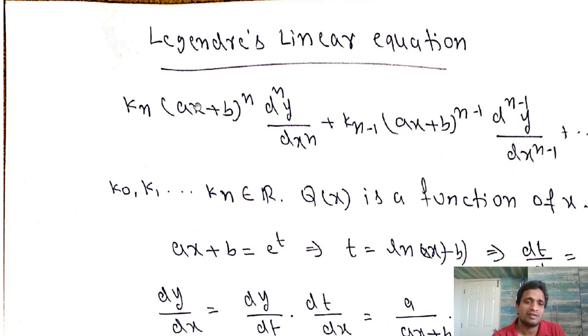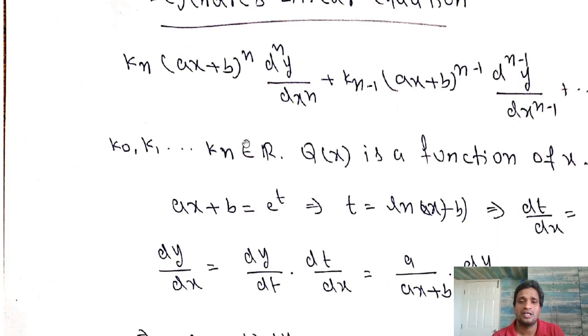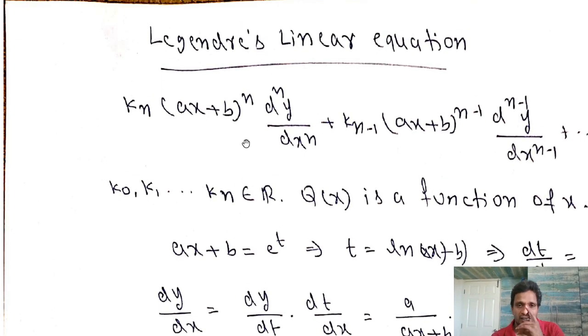In the Cauchy-Euler equation, only x^n, x^{n-1} like terms are there. But in the Legendre equation, instead of x, we have a linear polynomial, that is ax+b. The remaining procedure is the same for the Cauchy-Euler equation as well as the Legendre differential equation. In the Cauchy-Euler equation, what did we assume? We assumed x = e^t. Here, instead of x, we assume ax+b = e^t. The remaining everything is the same.